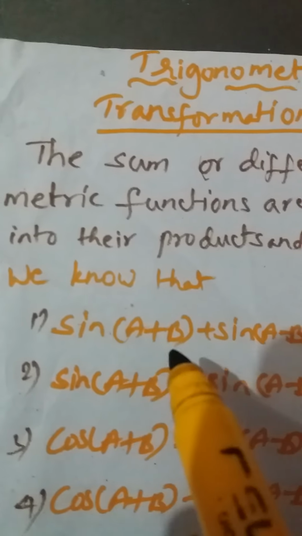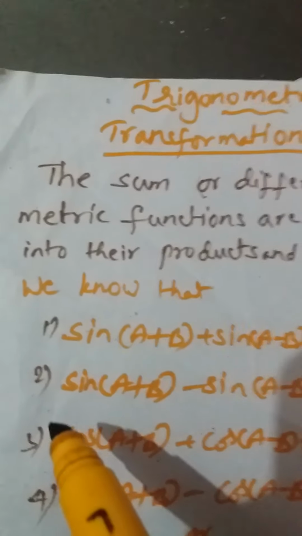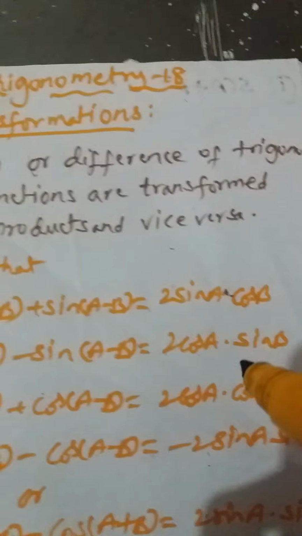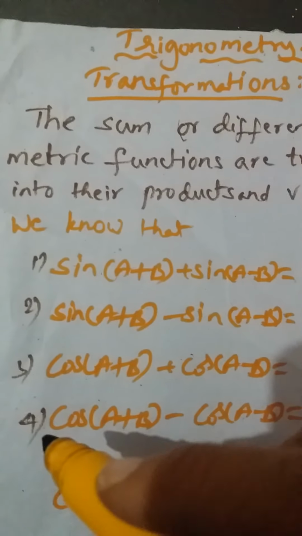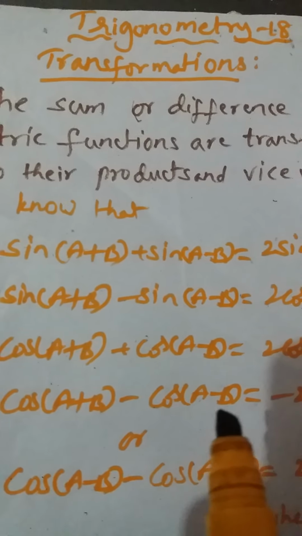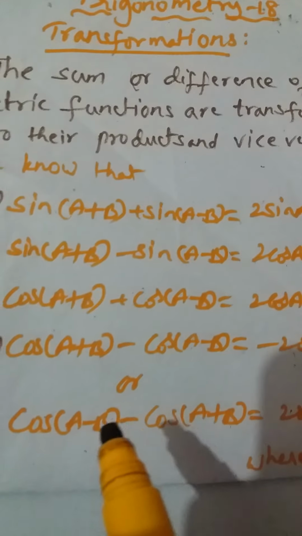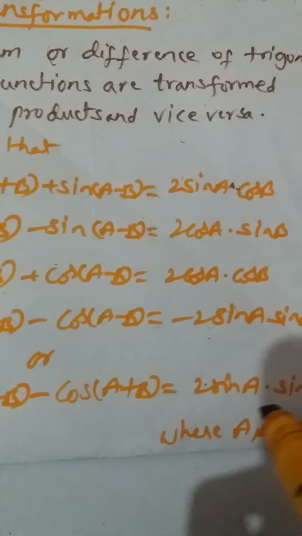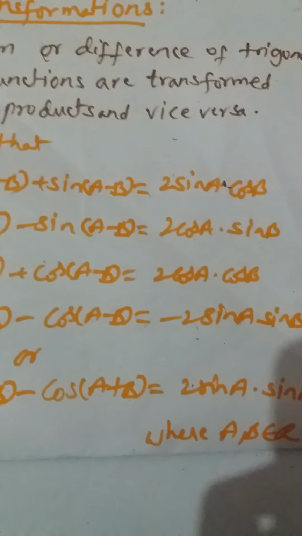We know that sin(a+b) + sin(a-b) = 2 sin a cos b. The second one: sin(a+b) - sin(a-b) = 2 cos a sin b. The third one: cos(a+b) + cos(a-b) = 2 cos a cos b. The fourth one: cos(a+b) - cos(a-b) = -2 sin a sin b, or it can be written as cos(a-b) - cos(a+b) = 2 sin a sin b, where a and b are real numbers.